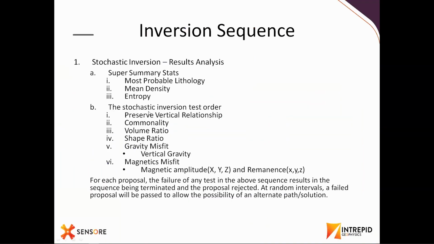So that is the inversion sequence, how it follows step by step, with summary statistics. We can analyze the result by the most probable lithological box set that is provided as a final product, the mean density of each and every formation, or as a cube. We will also have an entropy that analyzes the statistics of the probability of each formation.